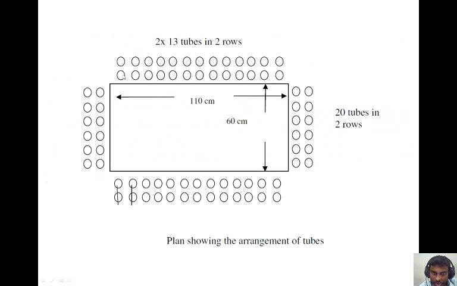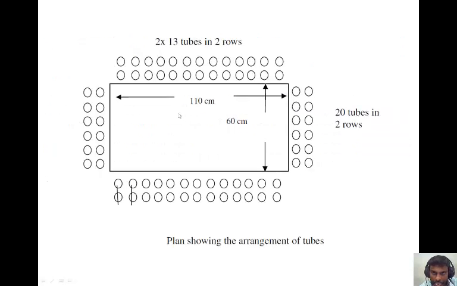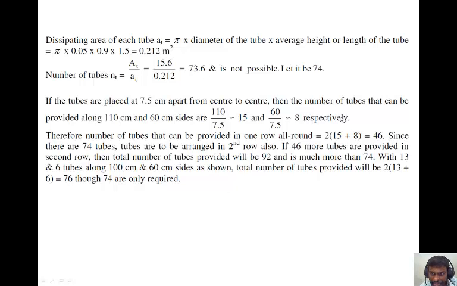So here if you count 1, 2, 3, 4, 5, 6, 7, 8, 9, 10, 11, 12, 13. So similarly 2 into 13 tubes, 15, 8. So therefore the number of tubes that can be provided in one row all around is 2 into (15 plus 8), it is 46. Since there are 74 tubes, tubes are to be arranged in a second row also. If 46 more tubes are provided in the second row, then the total number of tubes is going to be 92, and that is much more than 74.